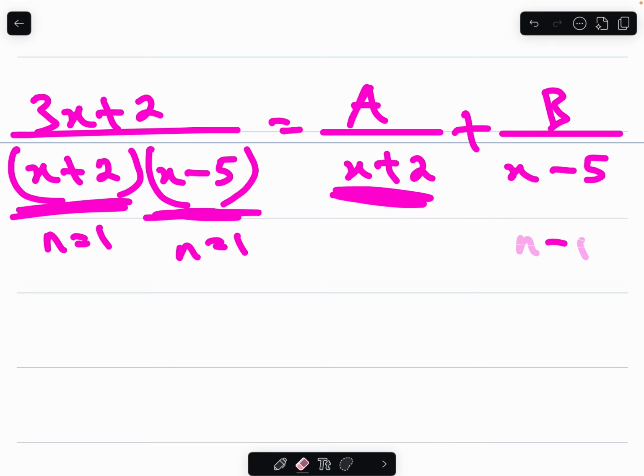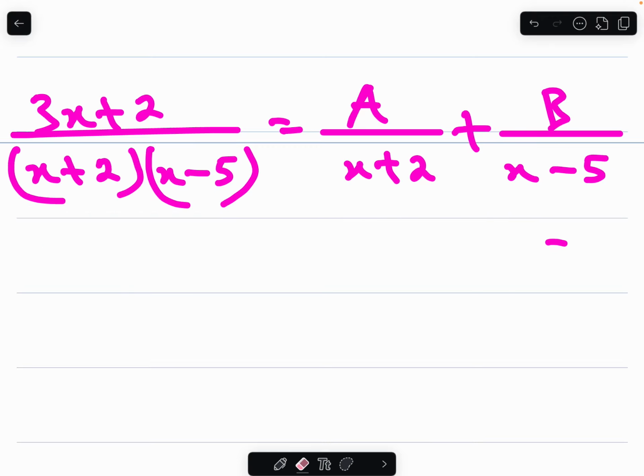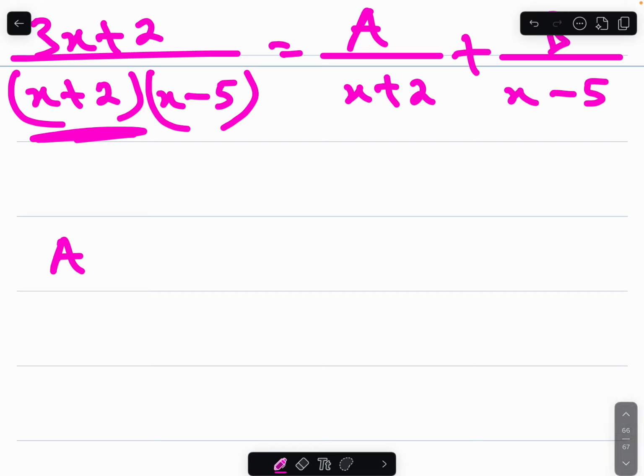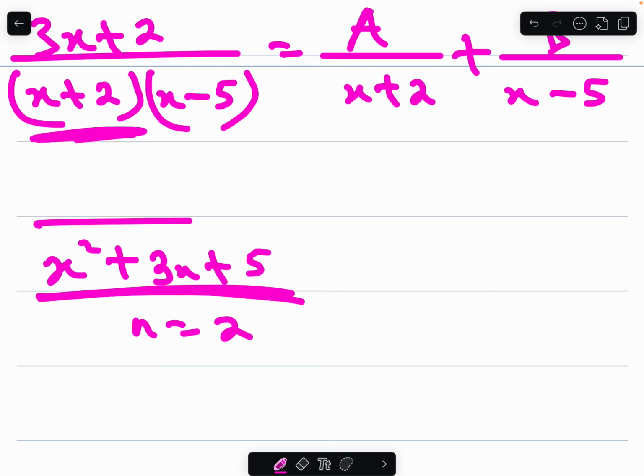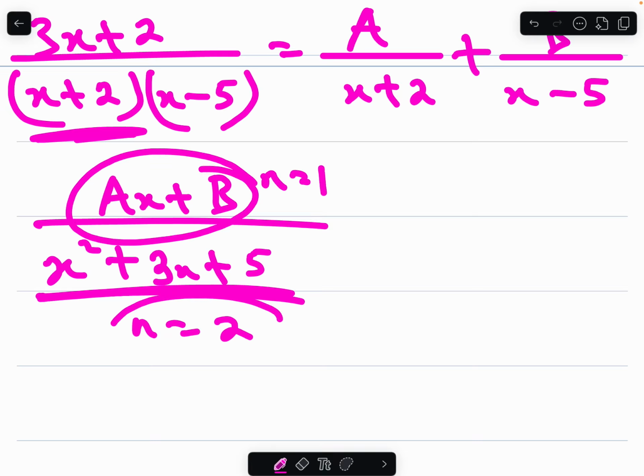If this factor, for example, is a polynomial of degree 2, let's say x squared plus 3x plus 5, that means the numerator of its partial fraction is going to be a polynomial of degree 1. So that's going to be a linear expression, and we write the general form of a linear expression. You can see that this is a polynomial of degree 1 and this is a polynomial of degree 2.